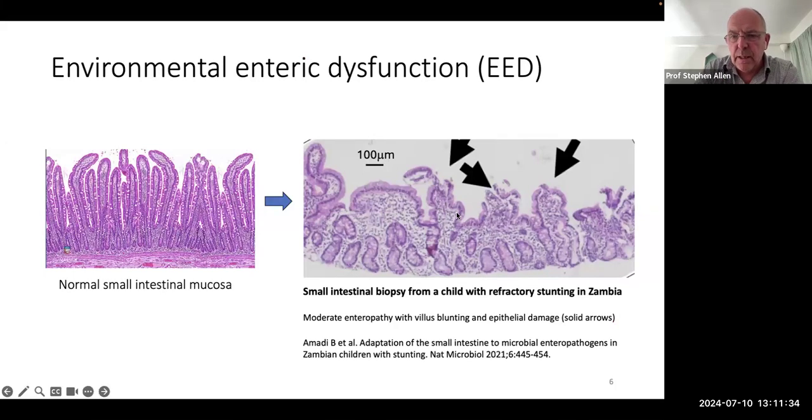The picture on the right here is the gut biopsy from a child in Zimbabwe from Paul Kelly and Beatrice Amadi's group with stunting that did not respond to a supplement. And you can see immediately, this is not as healthy as the one on the left. So there's subtotal villus atrophy, the villi are blunted and broadened. So that surface area has radically reduced. So it's not surprising that if all you do is feed these children, they're not necessarily going to respond because they just don't have the gut surface area and the healthy intestinal cells to benefit from being given nutrients.